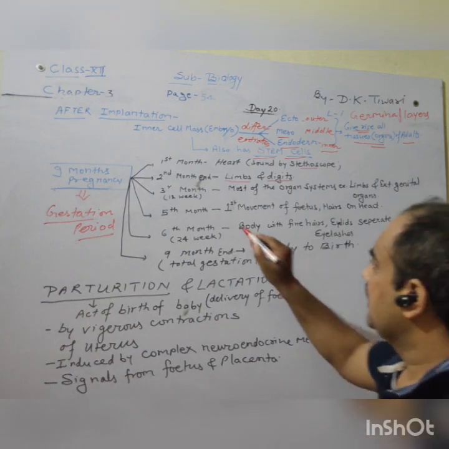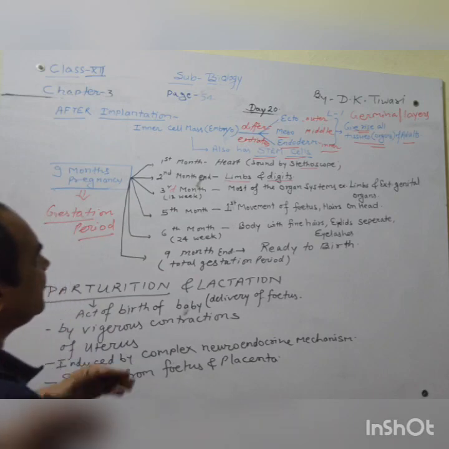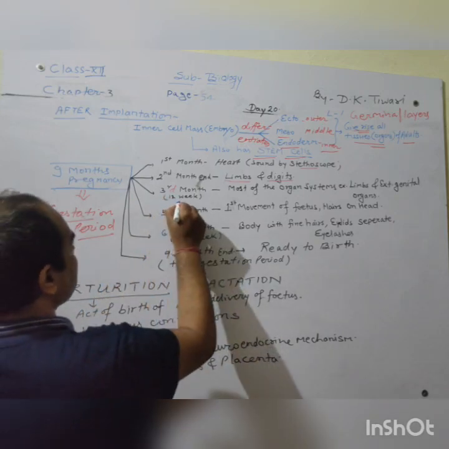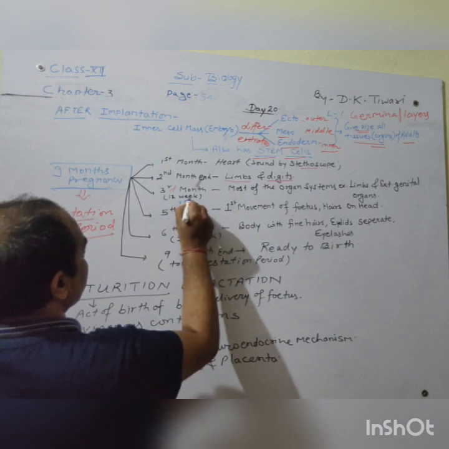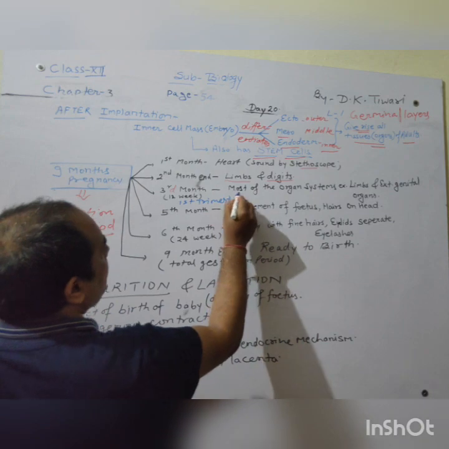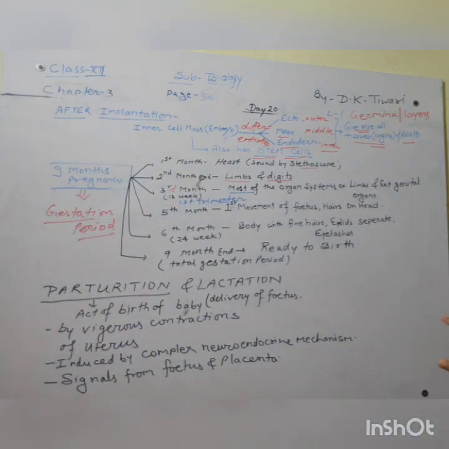So these are made. In the third month, what happens? The third month is also called the first trimester. In the first trimester, most of the organs of the body system are made, or most of the organ systems are made here, such as limbs being properly developed, and external genitalia are also made here.